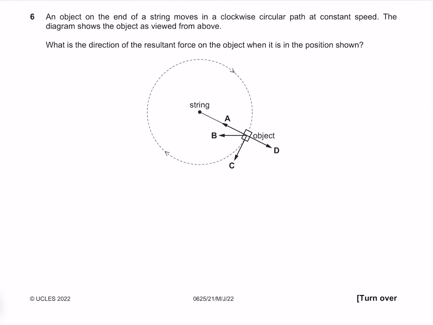An object on the end of a string moves in a clockwise circular path at constant speed. The diagram shows the object as viewed from above. What is the direction of the resultant force on the object when it is in the position shown? The resultant force is our centripetal force, which is always towards the center, and so our answer is A.